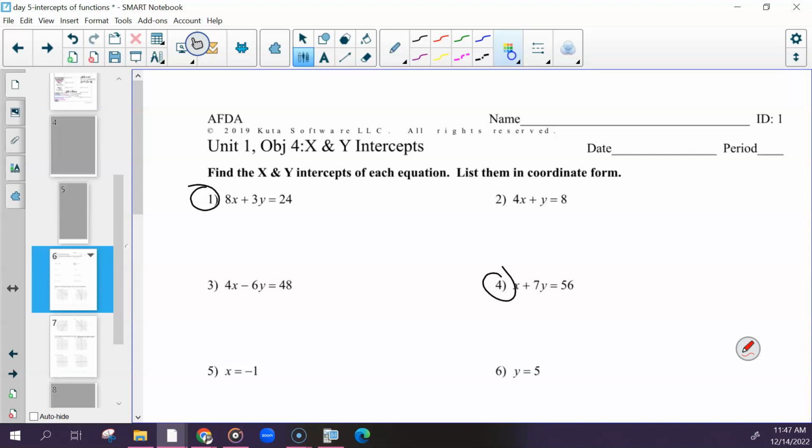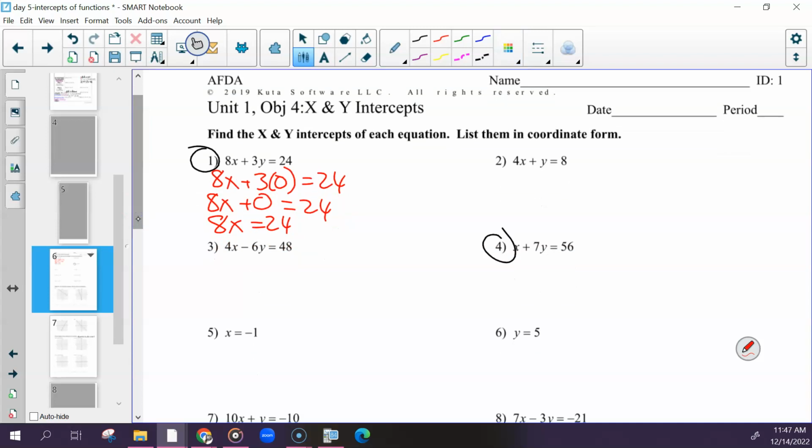So if we were finding our x-intercept first, we would put 8x plus 3 times 0, and then proceed to solve. So this would give us 8x plus 0, or just 8x equals 24. Divide both sides by 8. What is your x-intercept as an ordered pair? Victoria? Notice that I didn't write x equals 3. Once you get the hang of this, you can start skipping some steps, not all of them. But you don't have to write x equals 3 and then go back and write 3, 0.